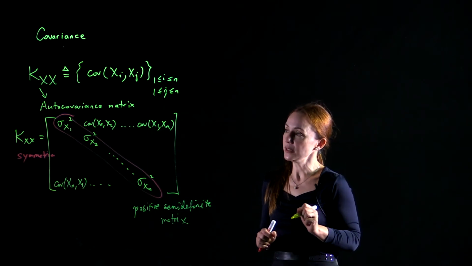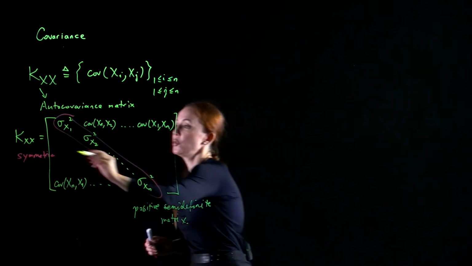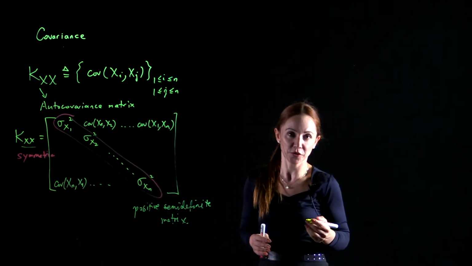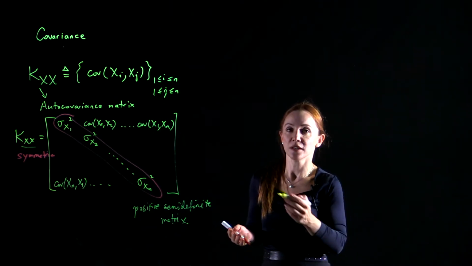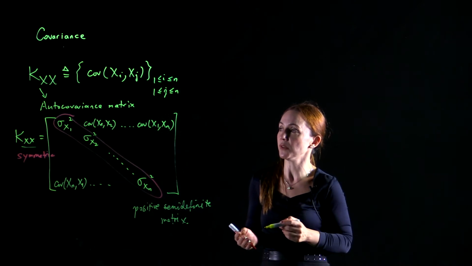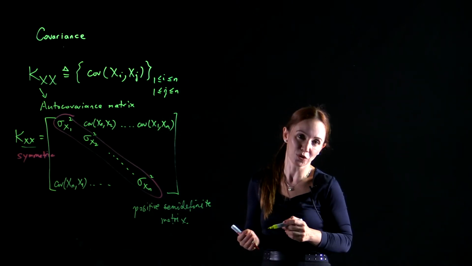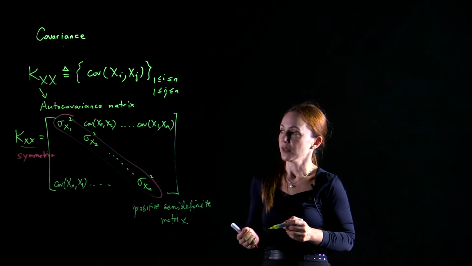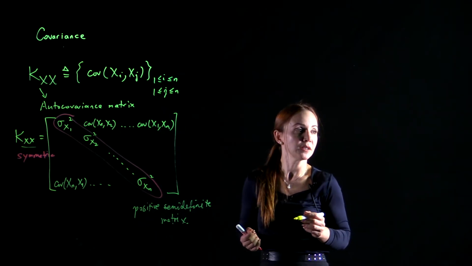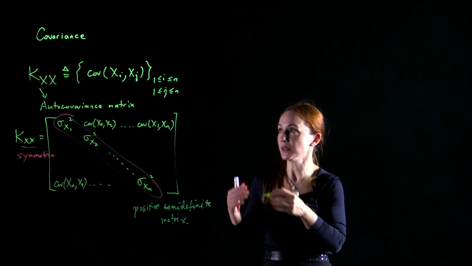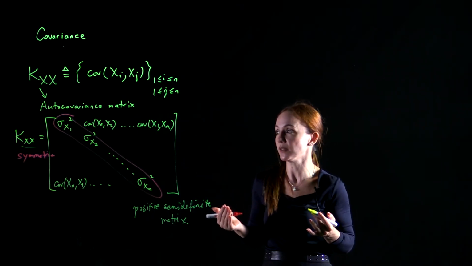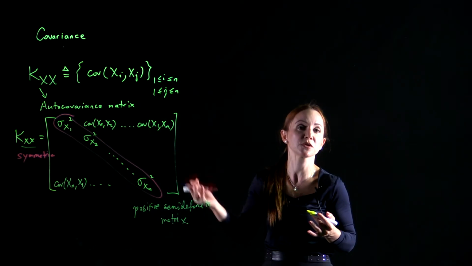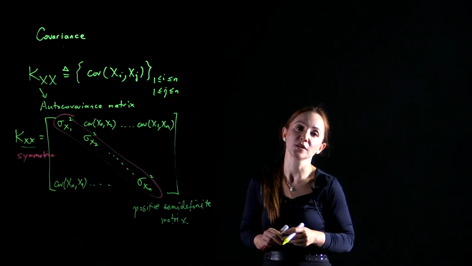Now, in the case that the autocovariance matrix is a diagonal matrix, this means that the individual components of the random vector are all uncorrelated. In the case of the random variables being independent, they're automatically uncorrelated. Therefore, the autocovariance matrix also reduces to a diagonal matrix.